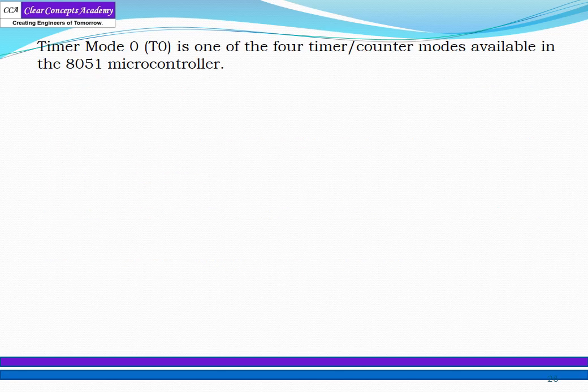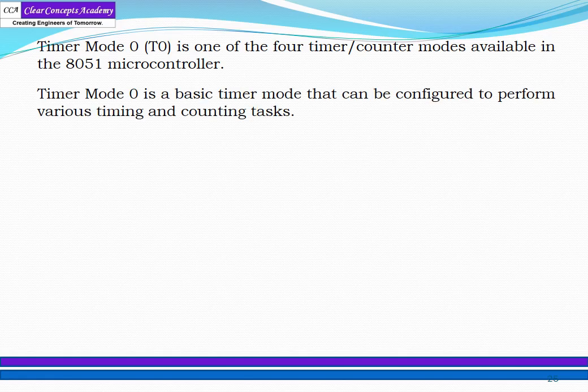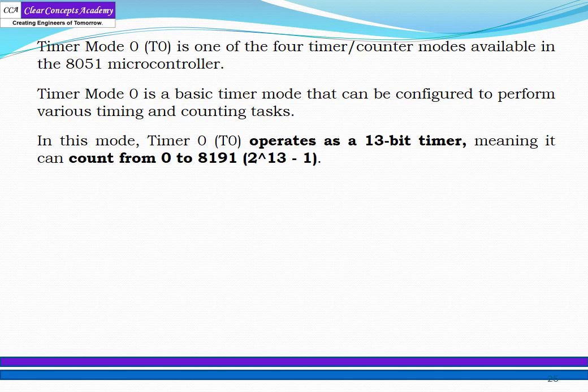Timer mode 0 is one of the 4 timer or counter modes available in the 8051 microcontroller. The timer mode 0 is a basic timer mode that can be configured to perform various timing and counting tasks. In this mode, timer 0, that is T0, operates as a 13-bit timer, meaning it counts from 0 to 8191, that is 2 raised to 13 minus 1. Up to that it can count because it is 13 bits.